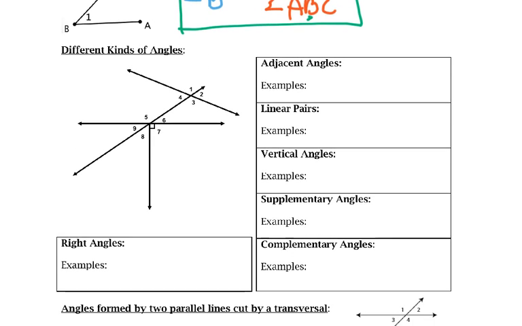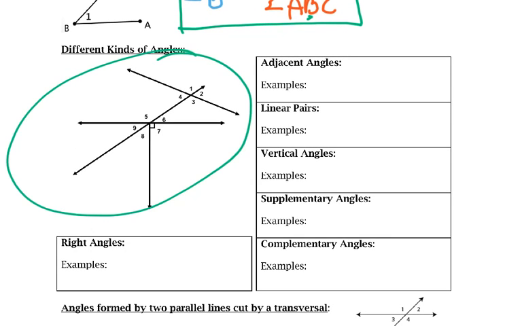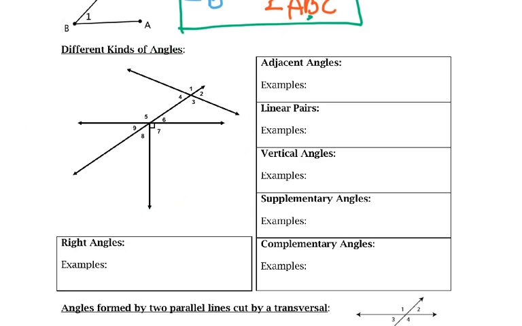Okay, now the next thing that we're going to talk about, we've got this group of different lines, line segments, and lines, and it's got different numbered angles. So angle 1, angle 2, and angle 3, and so on. And then there's this different vocabulary on the side. I'm not going to name everything that would be an example, but I'll give you some examples of each type of angle. The first one is adjacent angles.